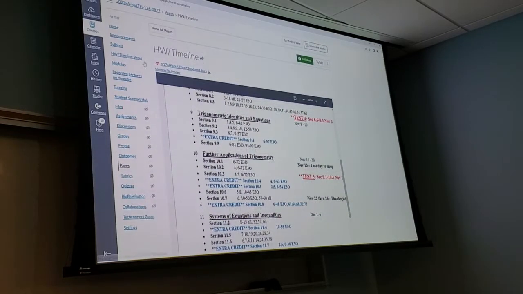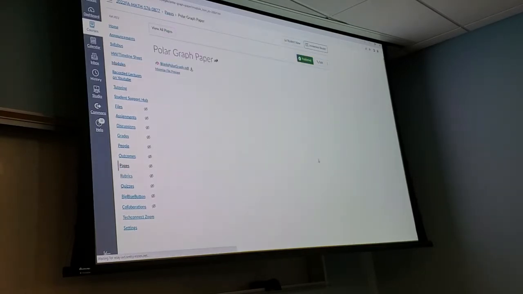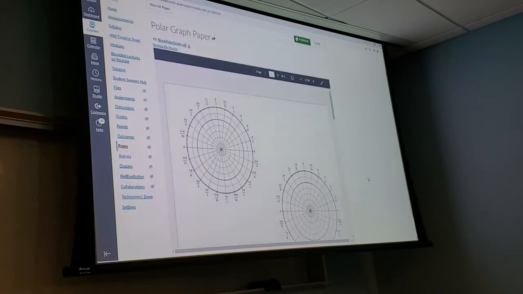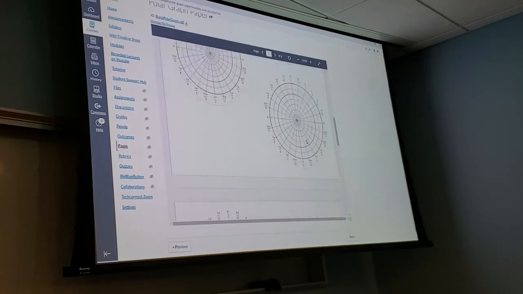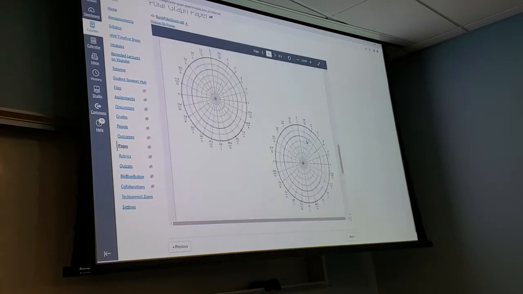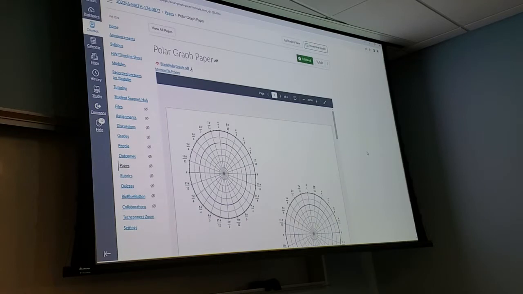I also put up here finally, as I had promised, the polar graph paper. Look how nice it is. And there's like several sheets in there, so you can just print that out for yourself. If you find other polar graph paper somewhere, or somebody has some, you can use whatever polar graph paper.